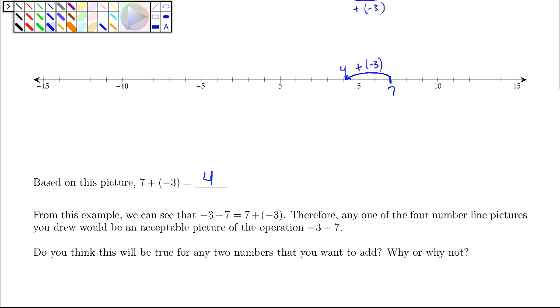So here's a question. Do you think that this is going to be true for any numbers that you want to add, that if you add them in a different order, you're still going to get the same result? Think about that and see if you can write something down that indicates your thought process.